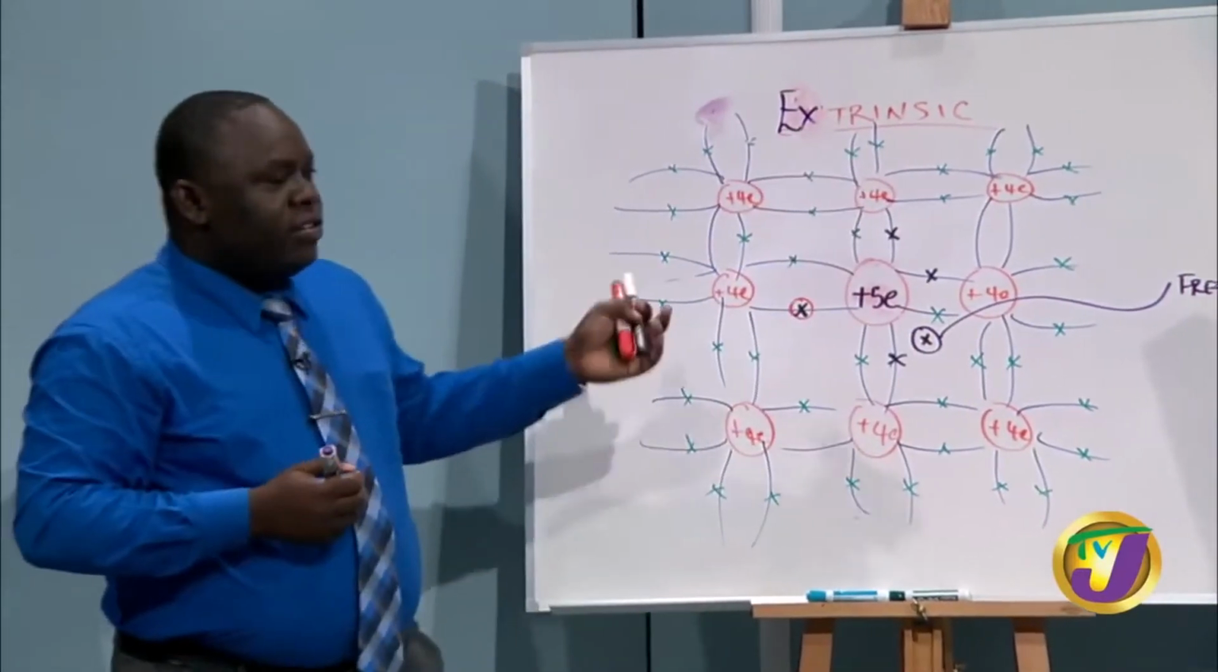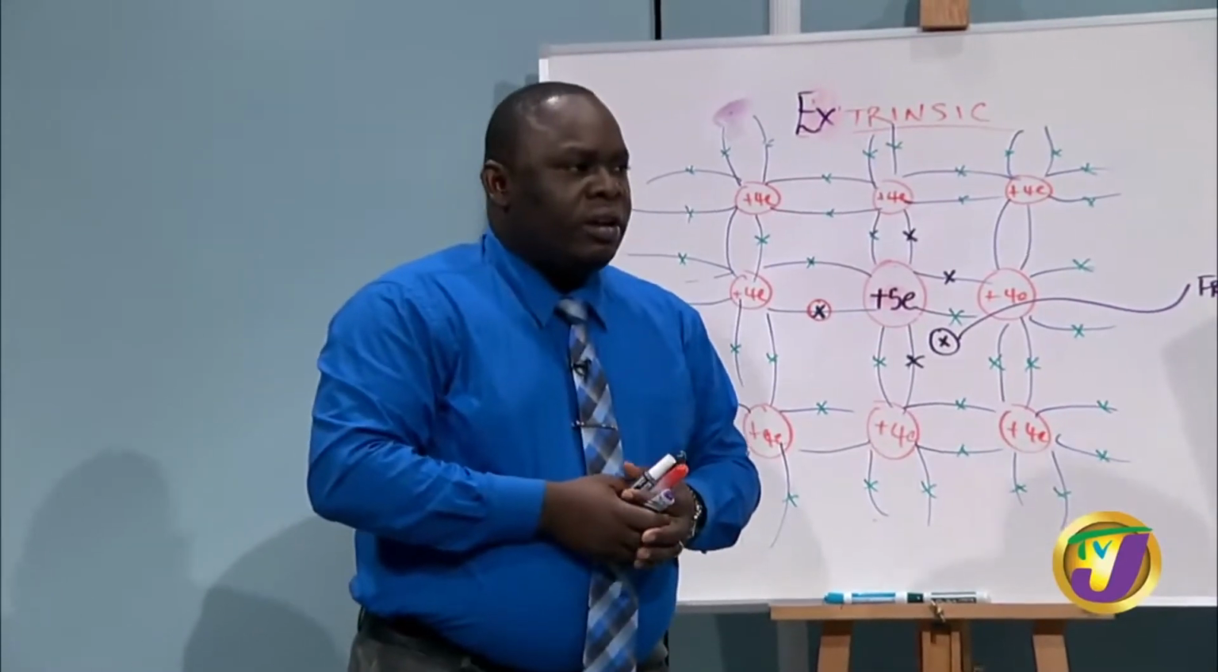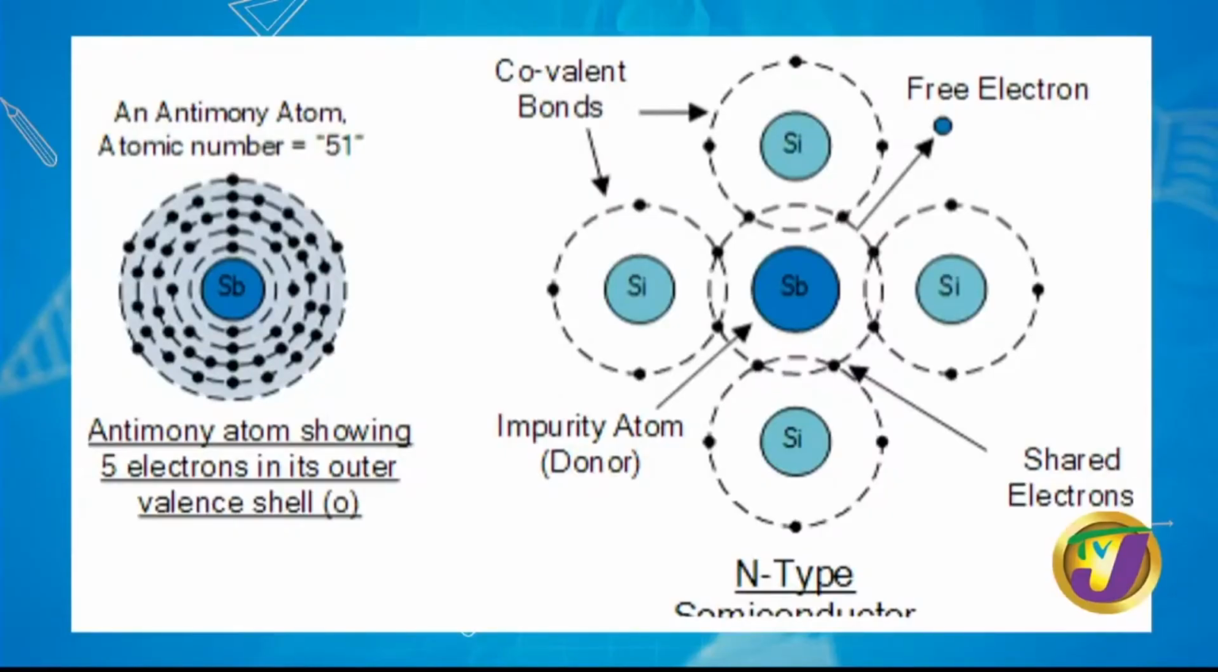Now, let us move back to our PowerPoint presentation there. And we're going to ask Mr. Green to take you through a discussion now to identify the free electron right there on our board as we move over to drawing the P-type semiconductor on our whiteboard. Mr. Green.